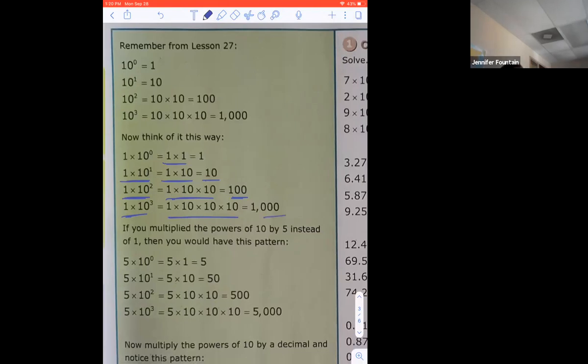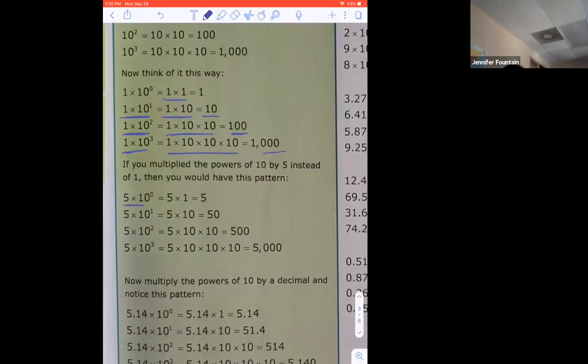So now it's saying if instead of a 1 we had a different whole number, then we could use the same process. So instead of 1, what if we had a 5? If we had 5 times 10 to the 0, that would be 5 times 1, which is 5. 5 times 10 to the first is 5 times 10, which is 50. 5 times 10 squared is 5 times 10 times 10, which is 500. 5 times 10 to the third is 5 times 10 times 10 times 10, which is 5,000. So we use the same process here. We just said, hey, instead of a 1, I'm going to use a 5.